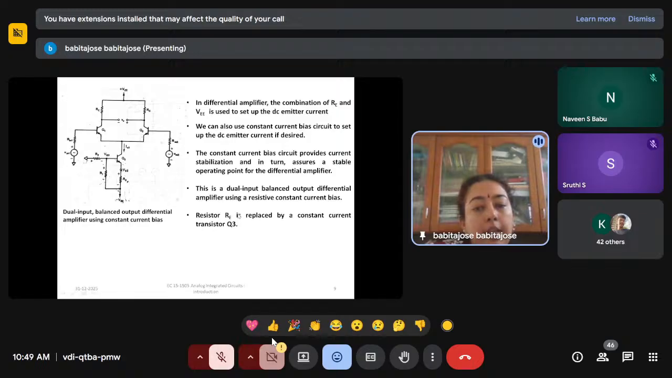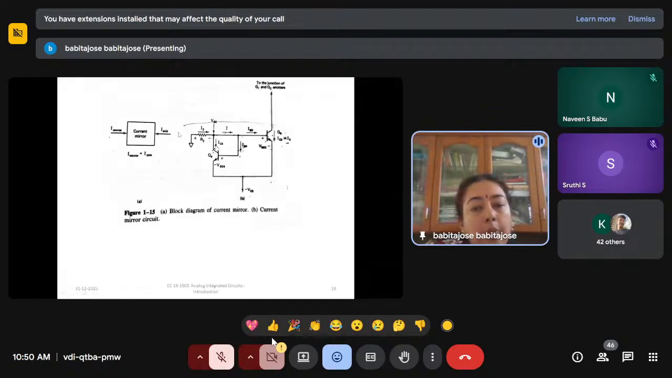And resistor Re is replaced by a transistor. So here you have a transistor Q3. The DC collector current of Q3, this IC3, is established by these resistors R1, R2 and Re. So this is one way of providing a constant current bias.